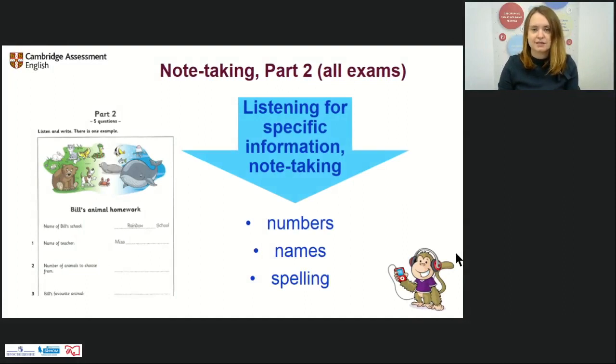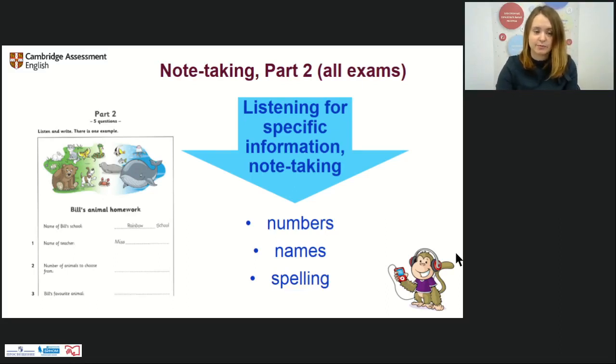So again, it's the same for all exams. This is part 2, when the most essential skill is listening for specific information and note-taking. Again, they will have to listen and identify numbers, names, and spelling.